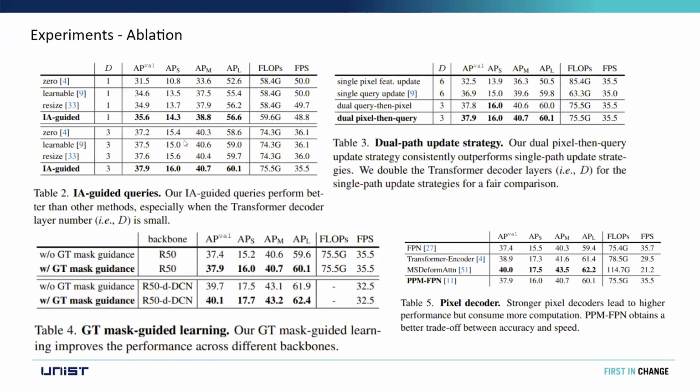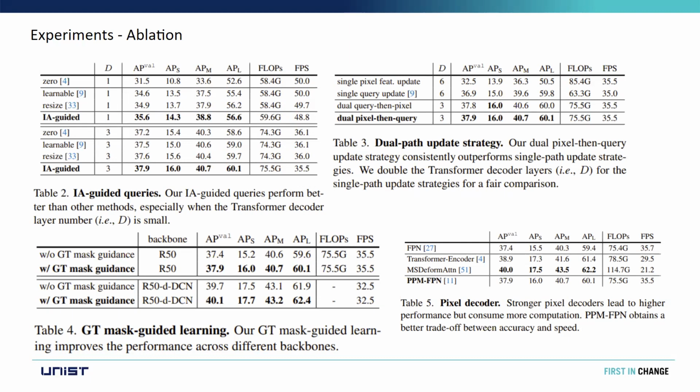And some ablation studies they performed: they checked how these AI-guided queries work. And as they found out, especially when the transformer decoder layer is small, it performs much better than zero-initialized or learnable or resized queries. There's around a 1 AP jump. This implies that FastInst does not require a lot of decoder layers to process.